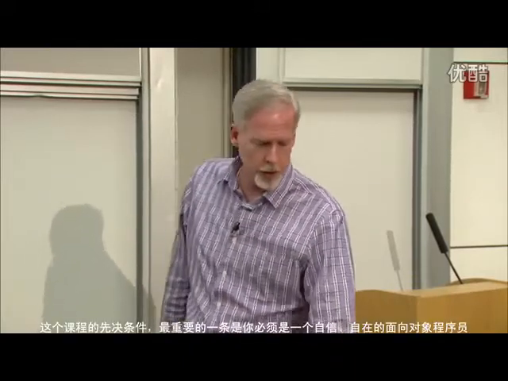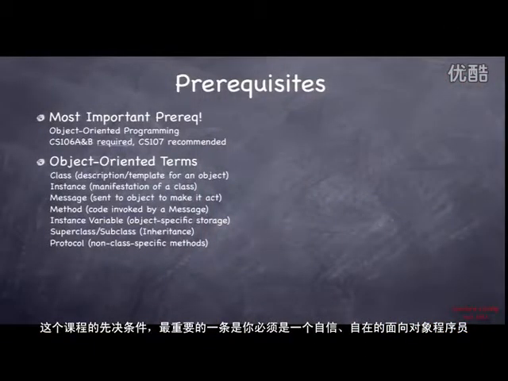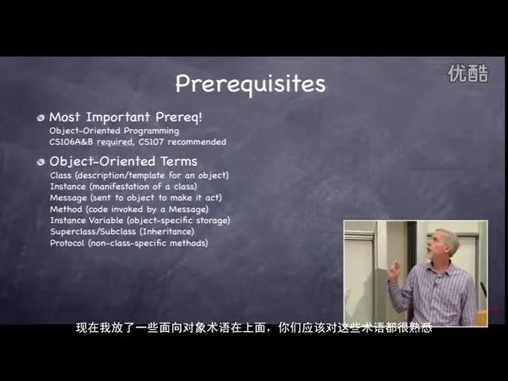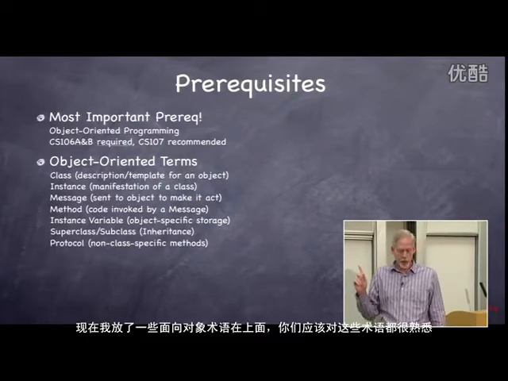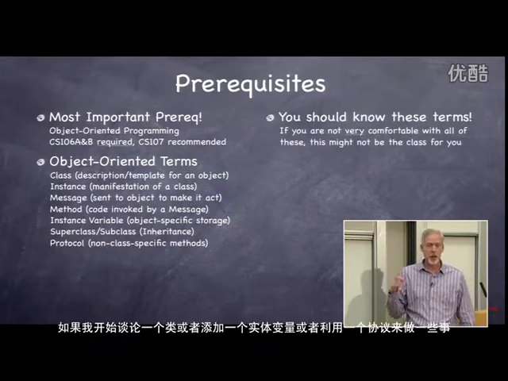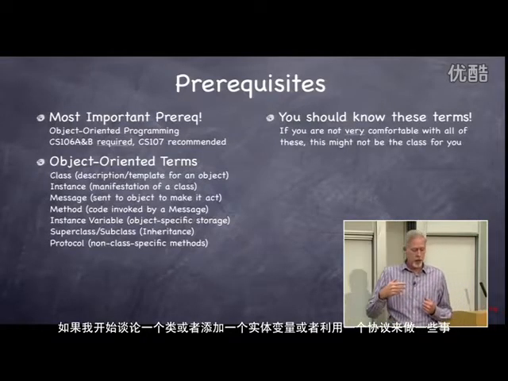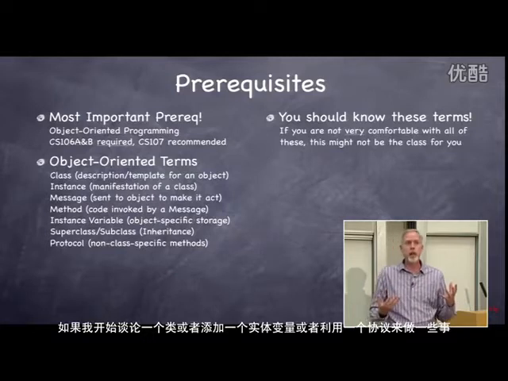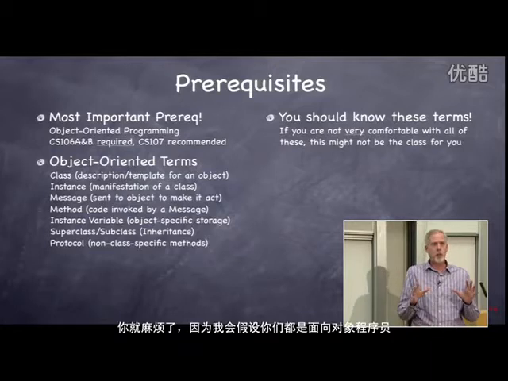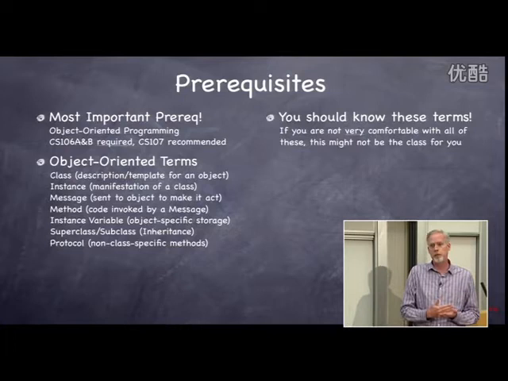Prerequisites. The most important prerequisite for this class is that you must be a competent, comfortable object-oriented programmer. Now, I've put up a bunch of object-oriented terms here, and all these terms should be very familiar to you. If I start talking about a class, or how we're going to add an instance variable, or use a protocol to do something, and you're like, what does that mean? Instance variable? I never heard of that. You're in trouble, because I'm going to assume knowledge of object-oriented programming.